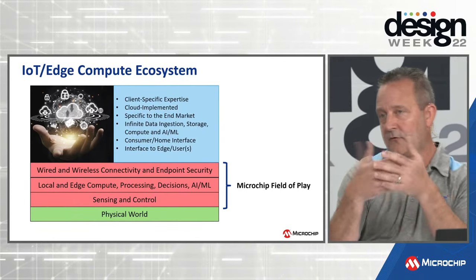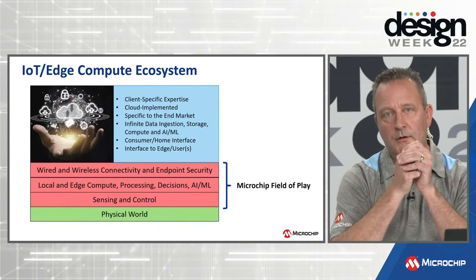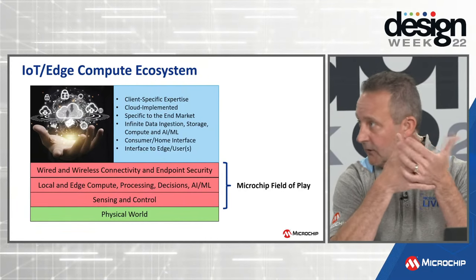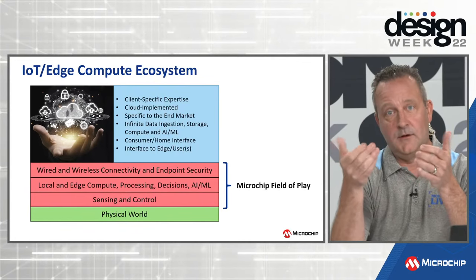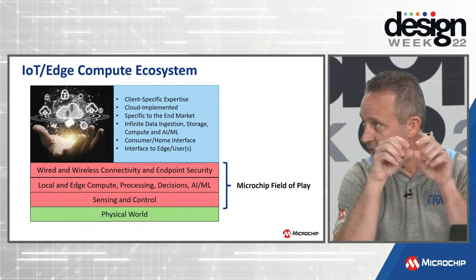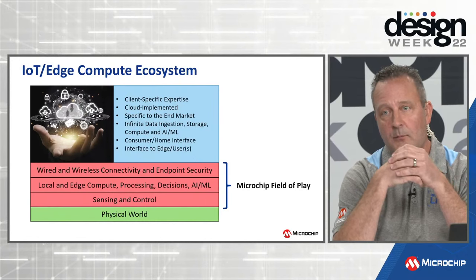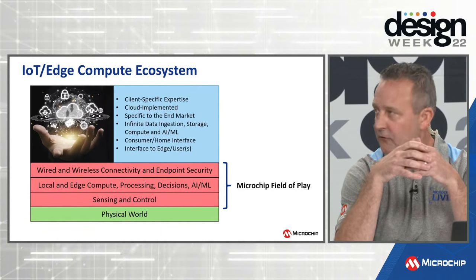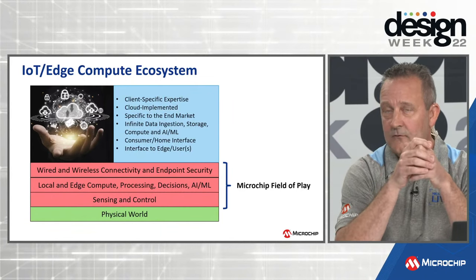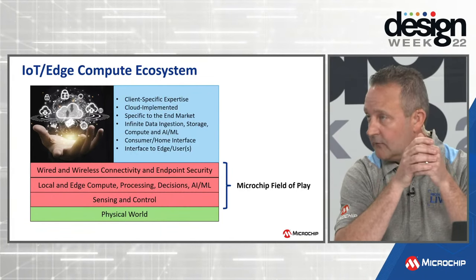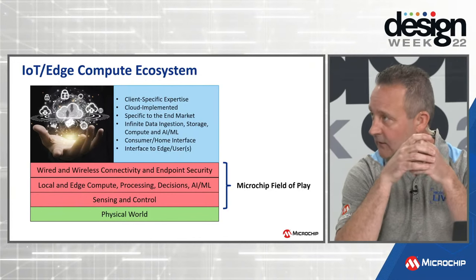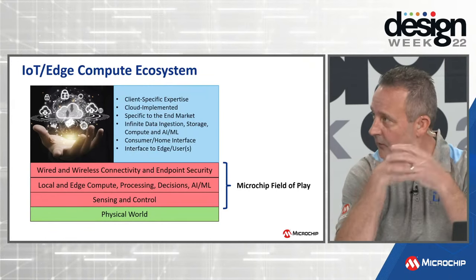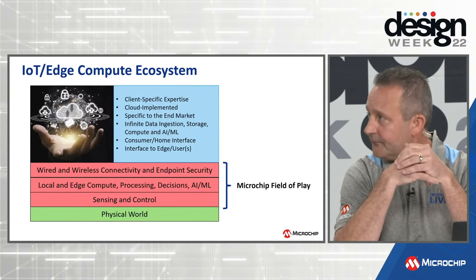Right. And so Microchip's field of play and our role is enabling the device makers, enabling our customers, you, to create these devices, to do sensing and control at the physical level of the physical world, operate with local and edge compute, processing, microcontrollers, local decision making, even tiny implementations of AI and ML on that data. And then there's wired and wireless connectivity and endpoint security that will transfer that data up to the cloud where real business decisions can be made. Cool, thank you very much.